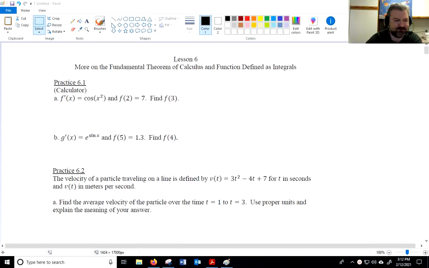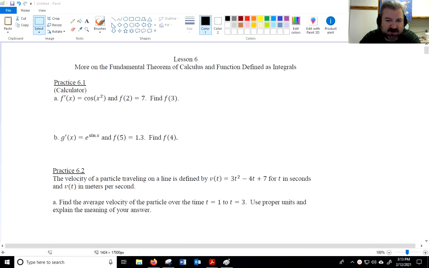Hey, welcome back. We are in Unit 8 of AP Calculus AB, and this is our last lesson in Unit 8. I'm calling this more on the fundamental theorem of calculus and functions defined as integrals. Or maybe I should say functions defined with integrals, because they could have other stuff in it too.